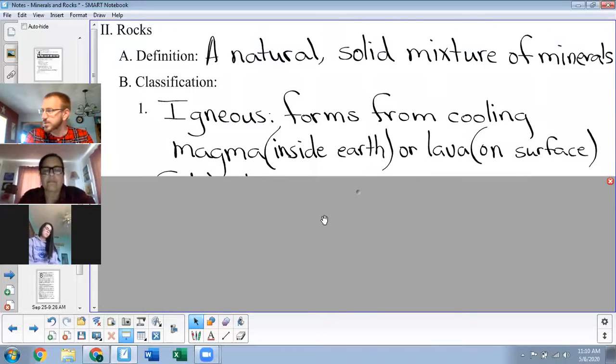Otherwise, I'm going to show you the 3 types of rocks here today, and we're going to talk about them. The first one is a kind of weird word called igneous. Igneous rocks form from cooling magma. These are the lava rocks, the volcanic rocks. The two big categories of igneous rocks depend on whether they form inside the earth from magma or on the surface from lava.